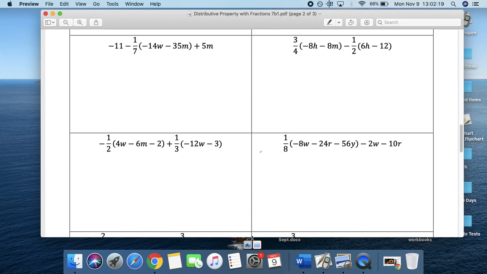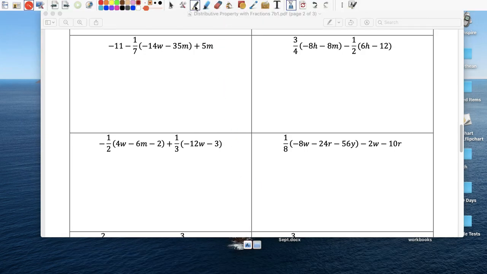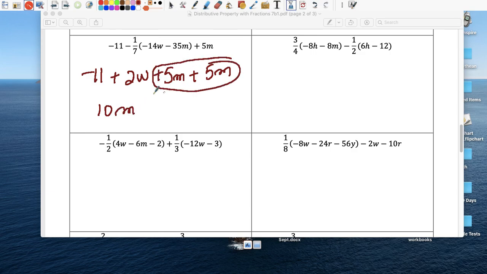Again, negative 11 plus 2w plus 5m plus 5m. Combine like terms, so I'm going to get 10m, right? And combine these two, they're side by side, plus 2w minus 11.